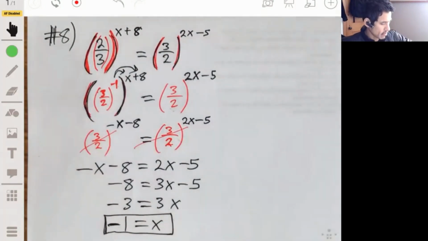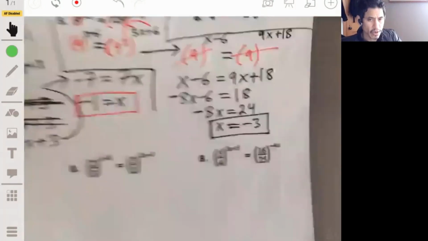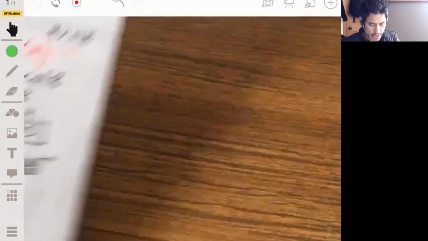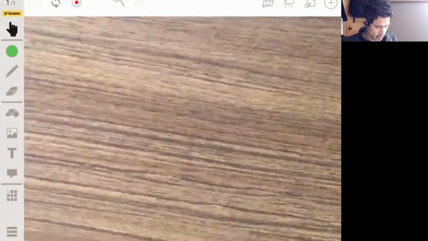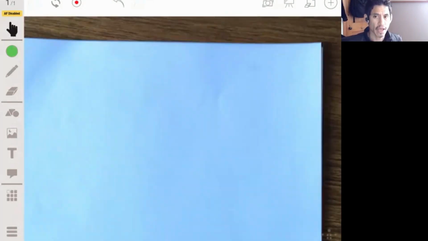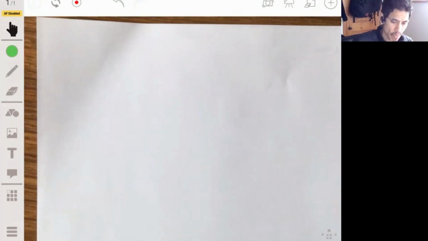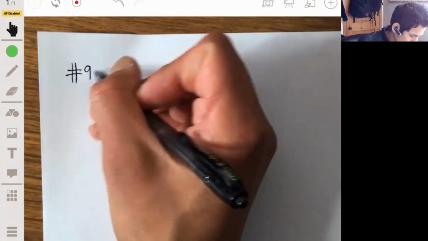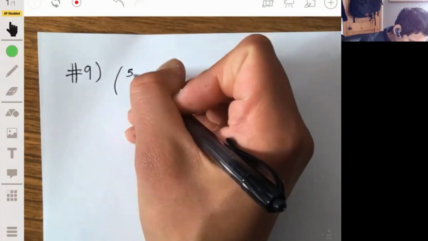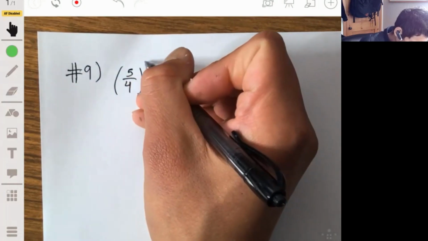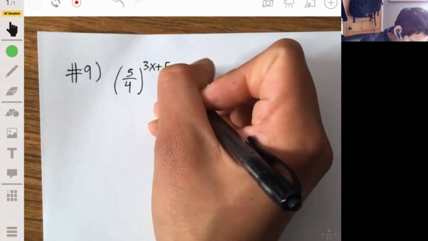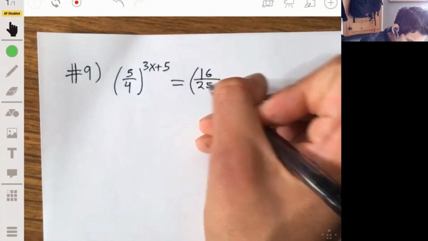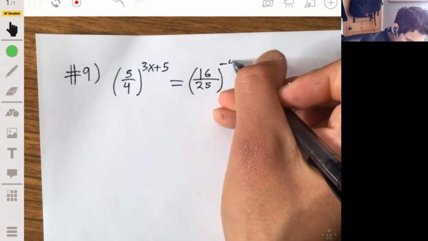All right. One more. Problem 9. Let's do it on this extra paper here. Problem 9. We got 5/4 to the 3x plus 5 equal to 16/25 to the negative 4x.